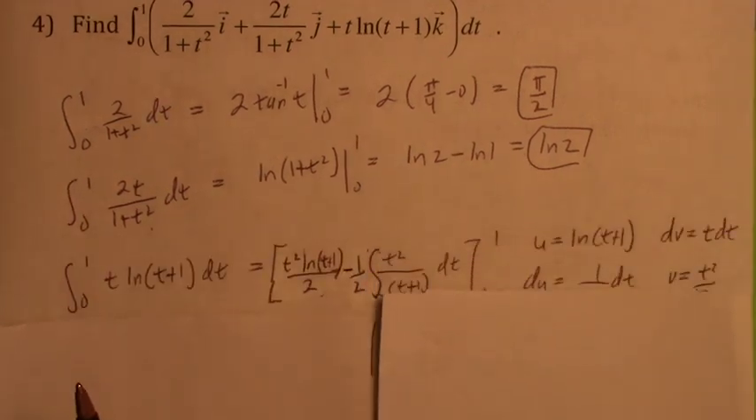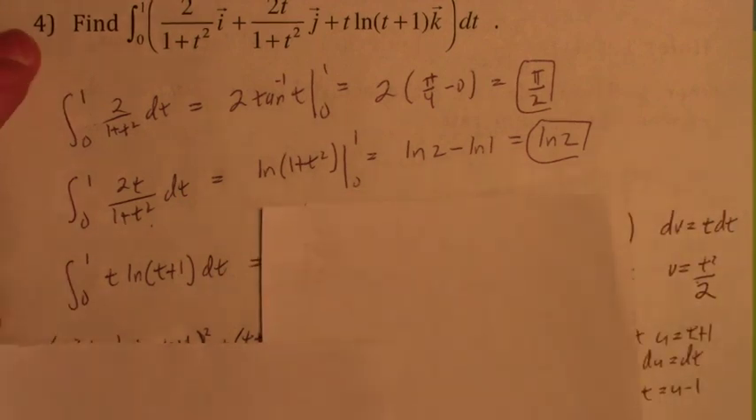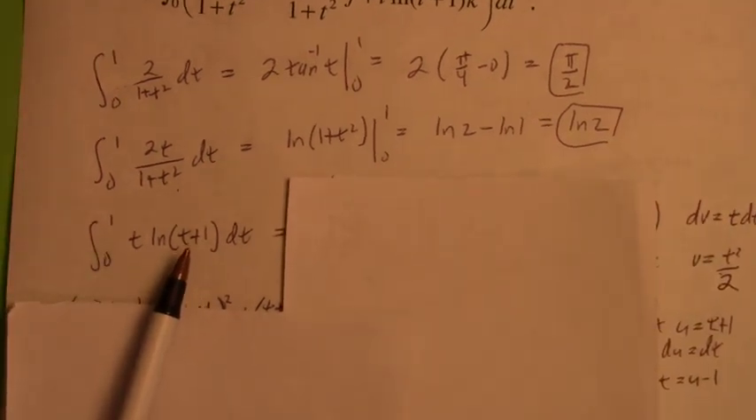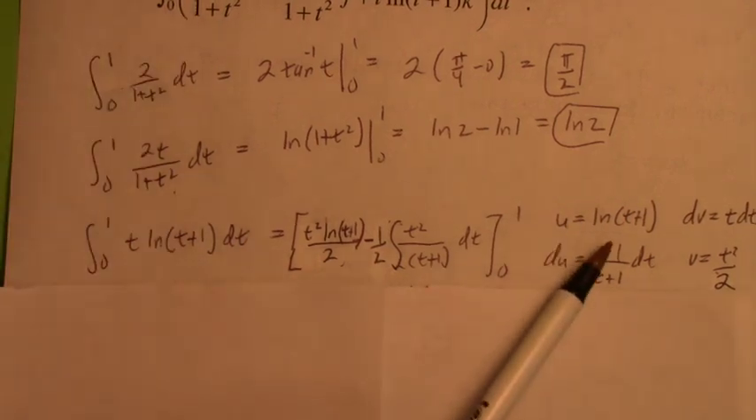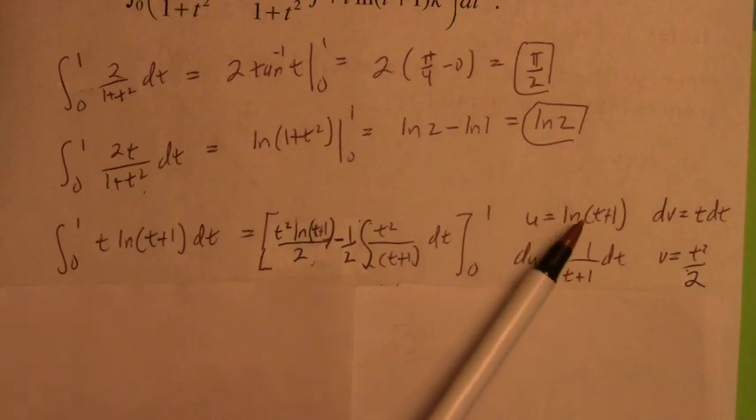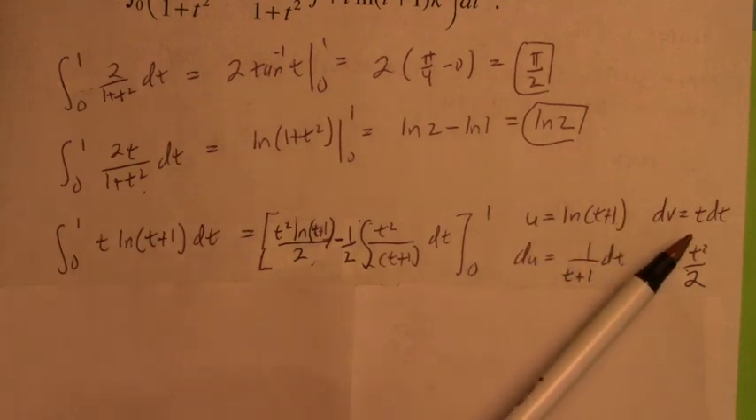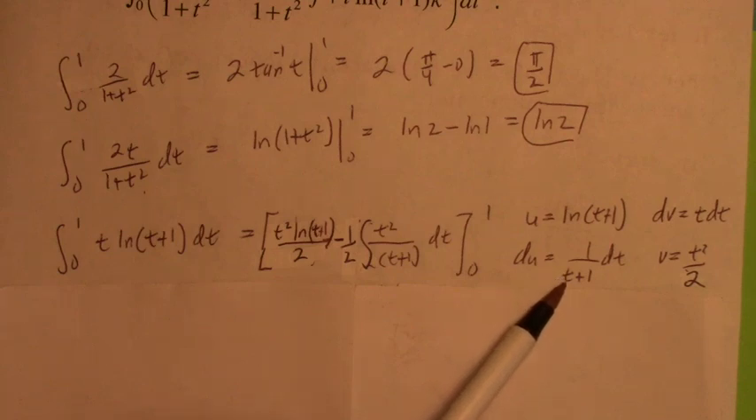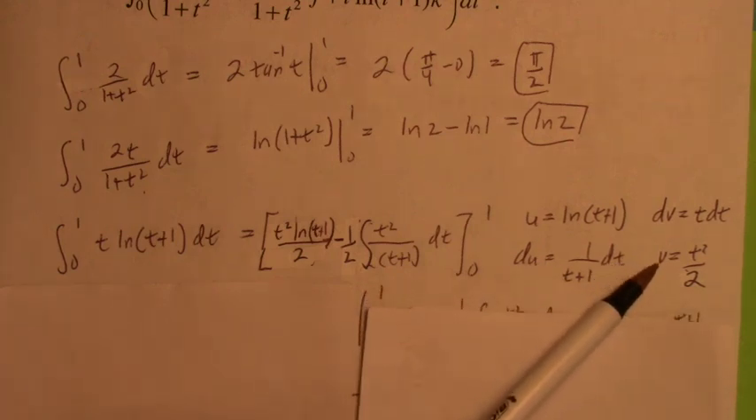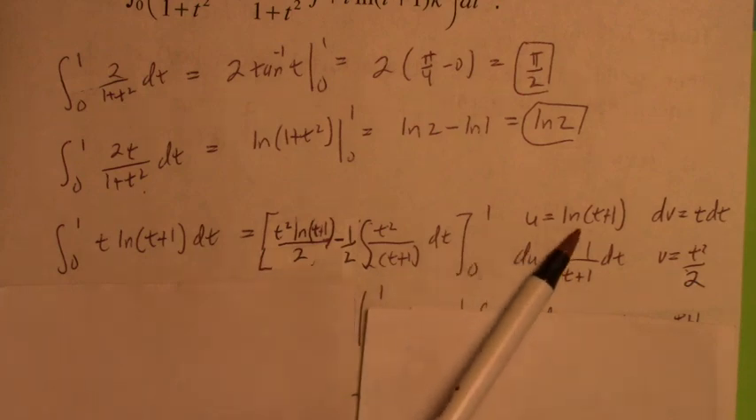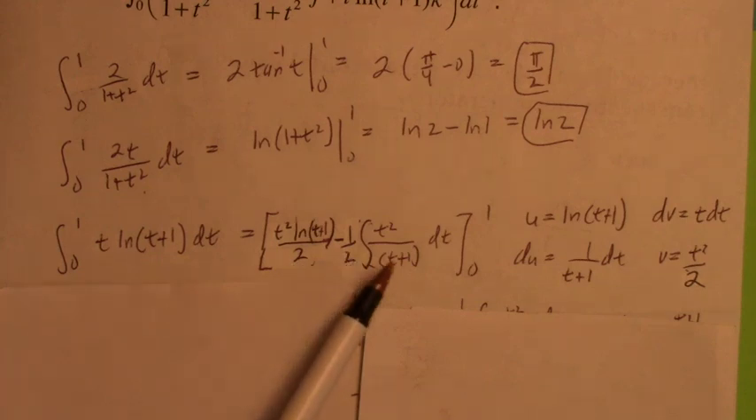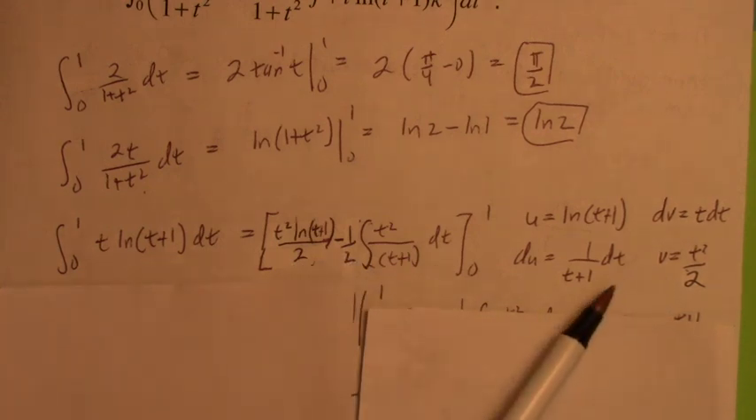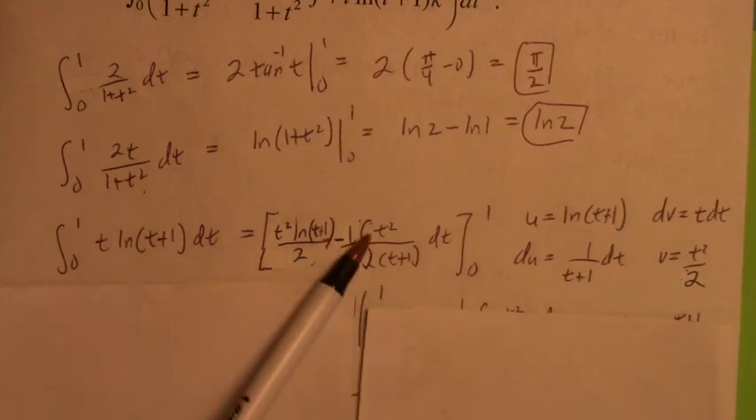The third one's kind of hard though. For the third one, you'd notice that you're going to use integration by parts. u is going to be ln of t plus 1, and dv is going to be t dt. So du becomes 1 over t plus 1 dt, and when you integrate dv, you get t squared over 2. So you get uv, which gives you t squared ln of t plus 1 over 2, minus the integral of v du. For v du, you get minus 1/2 times t squared over t plus 1.